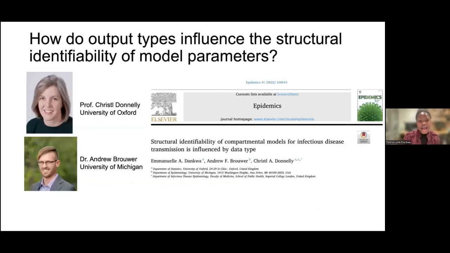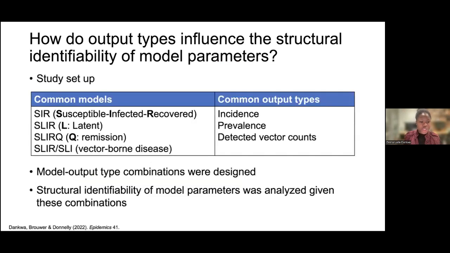So first, our study. Together with Crystal at Oxford and Andrew in Michigan, we wanted to think about how output types influence the structural identifiability of model parameters. And what we did was to sample a range of really common epidemic models. Many of you are familiar with these.